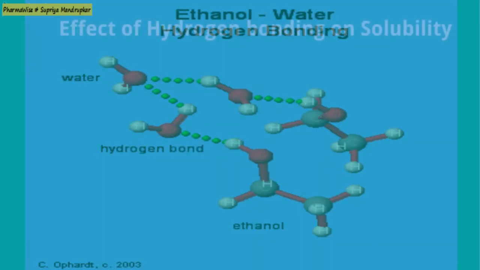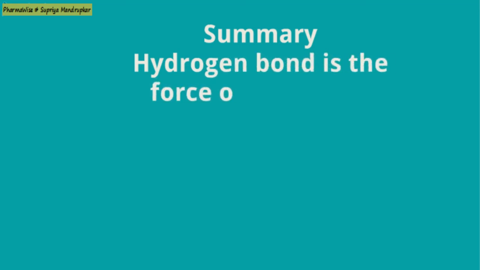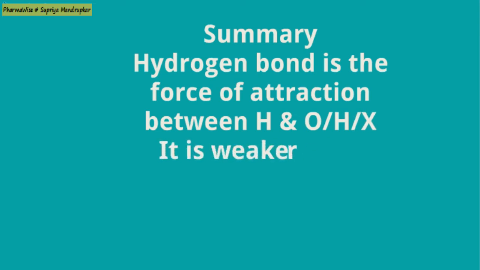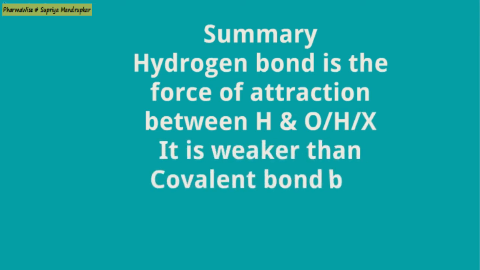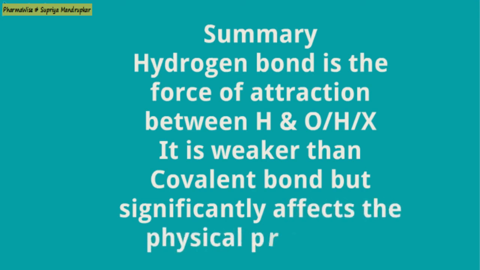So, to summarize, hydrogen bond is an attractive force between hydrogen and a more electronegative atom like oxygen, nitrogen or halogen. And although it is weaker than a covalent or ionic bond, it significantly affects the physical properties of the compounds which form them. That's all for now.